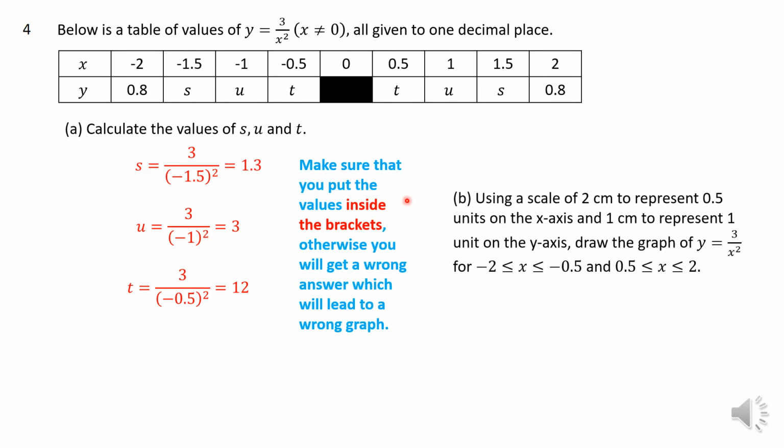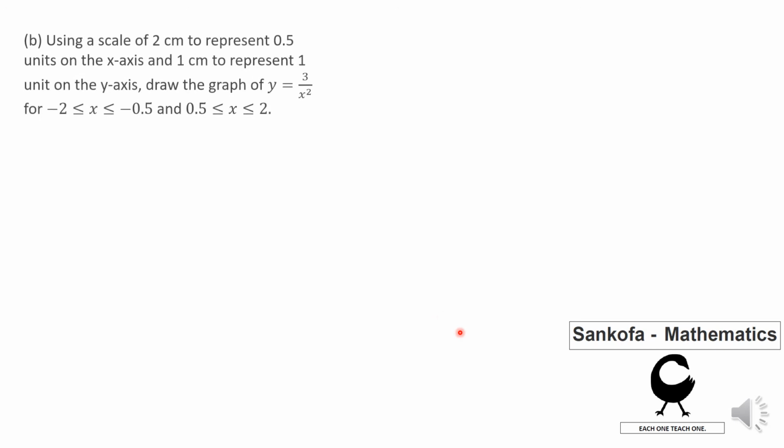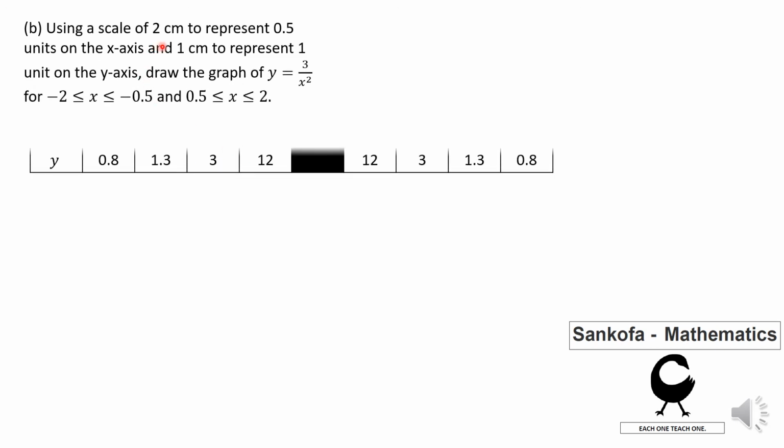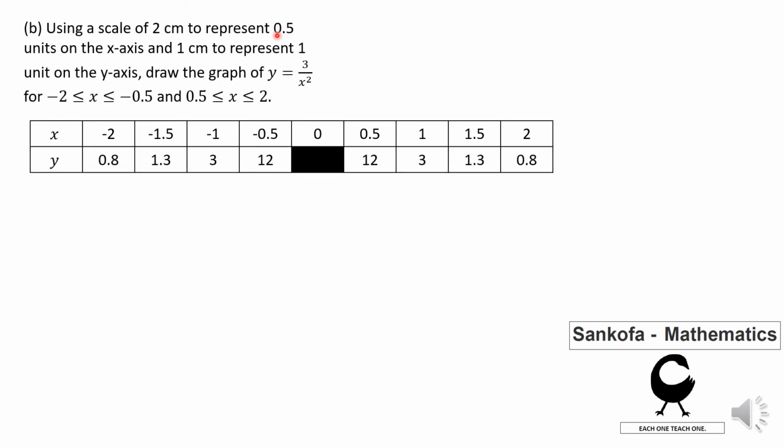All right, now since we've completed the table, they ask us to follow this particular specification to draw the graph. So I'm going to go to the next slide, and I'm going to bring my instruction back. So they're saying use a scale of 2 centimeters to represent 0.5 units on the x-axis, 1 centimeter represents 1 unit on the y-axis. Then you have to draw the graph.